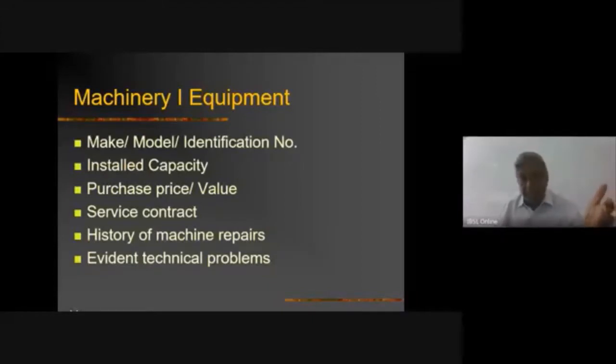What was the purchase price or value at that time? Then service contracts. Sometimes the supplier of the machinery would have had a service contract, so check whether there is a service contract for this machinery. History of machine repairs: whether these machines have been repaired, and in that case, what is the history of repairs. Evident technical problems: whether there are any technical problems with these machineries. So these are the machineries available. Maybe the new enterprise purchased this land with all the machineries and other things. If there is no machinery, no problem, you need not collect this. But if there are machineries, you take that information.